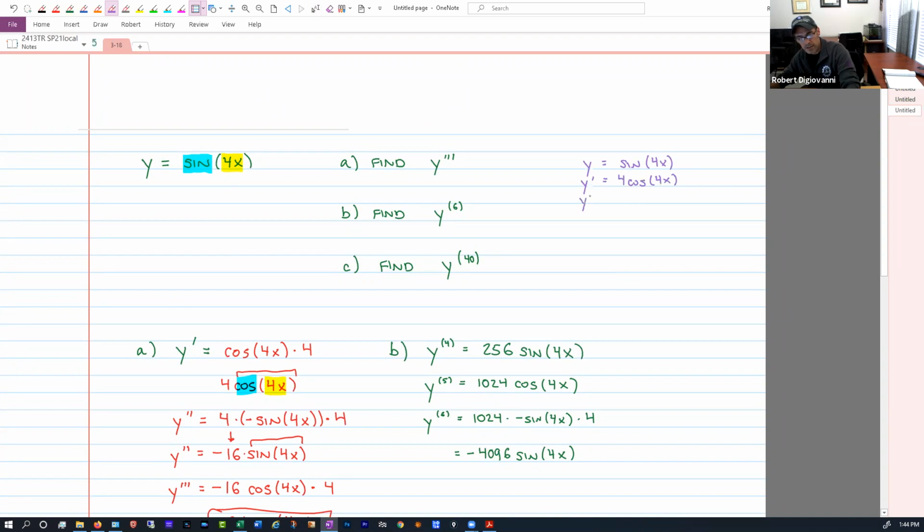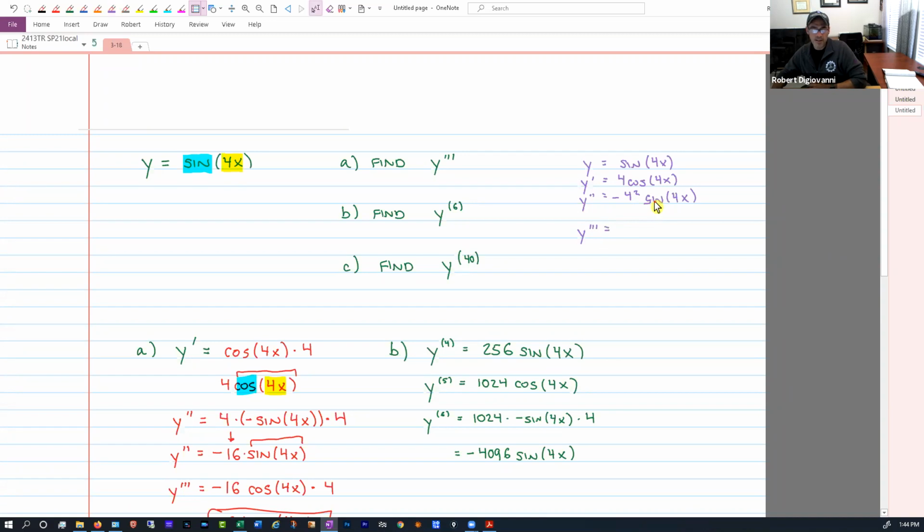When we took the second derivative, we had negative 16, right? It was negative 16. I'm going to do something a little different though. I'm going to write negative 4 squared sine of 4x. The reason I put 4 squared instead of 16 is because I'm going to skip a line, so you can start to see a pattern here.